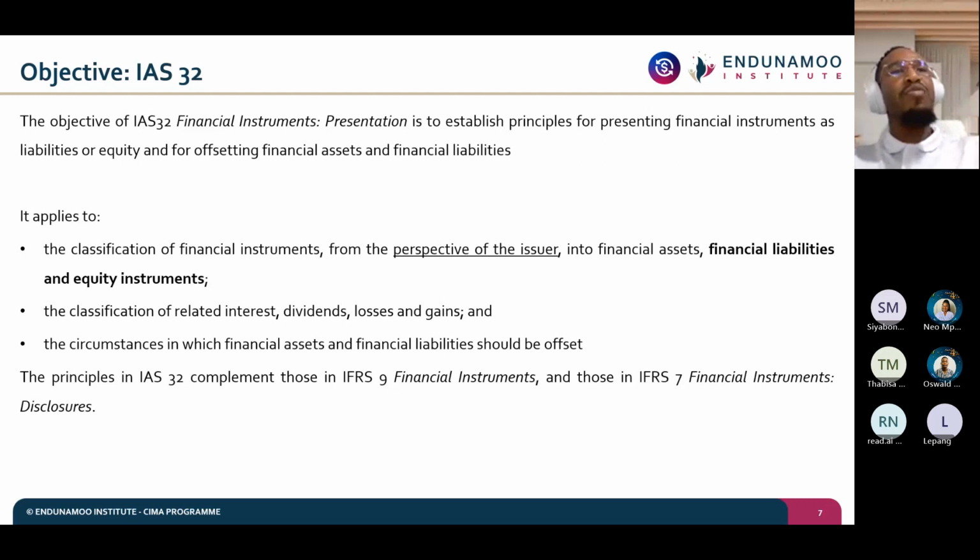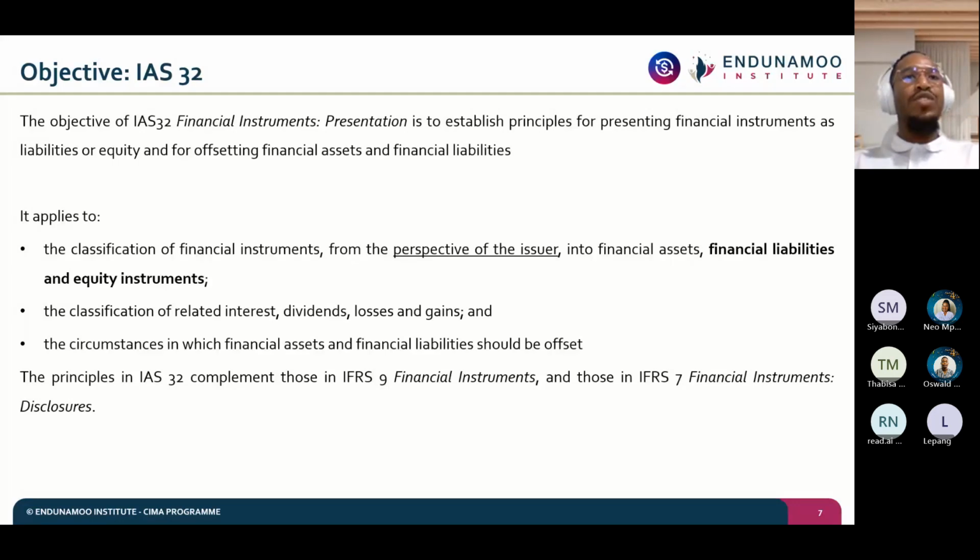The other person becomes the other party, the contracting party, who signs the contract and holds the contract. So the issuer is the person from whose perspective we need to classify financial instruments. And the standard applies to classify these financial instruments into financial assets, financial liabilities, and equity instruments. It also speaks to the classification of the related interest, the interest related to financial liabilities, the dividends related to financial liabilities and equity instruments, as well as any losses and gains pertaining to financial liabilities and equity instruments.